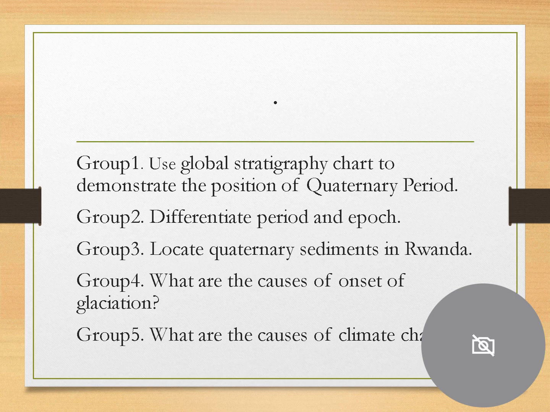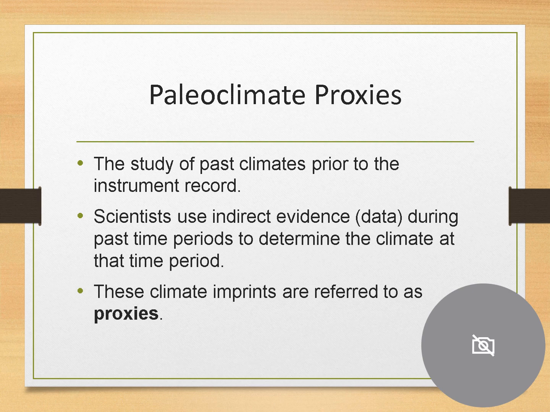Question 1. Use the global stratigraphic chart to demonstrate the position of the quaternary period. Question 2. Differentiate period and epoch. Question 3. Locate quaternary sediments in Rwanda. Question 4. What are the causes of onset of glaciation? Question 5. What are the causes of climate change?